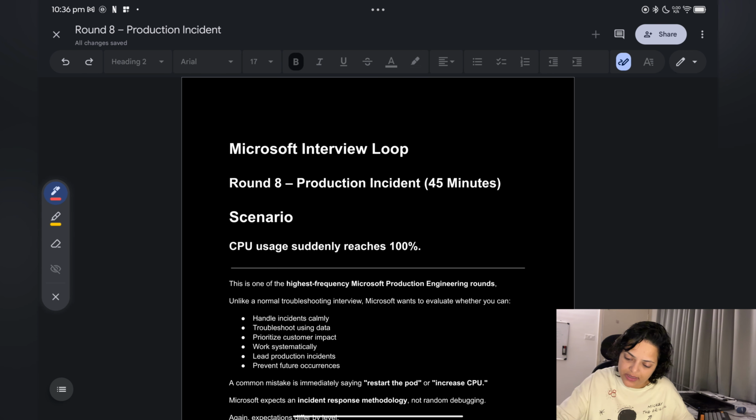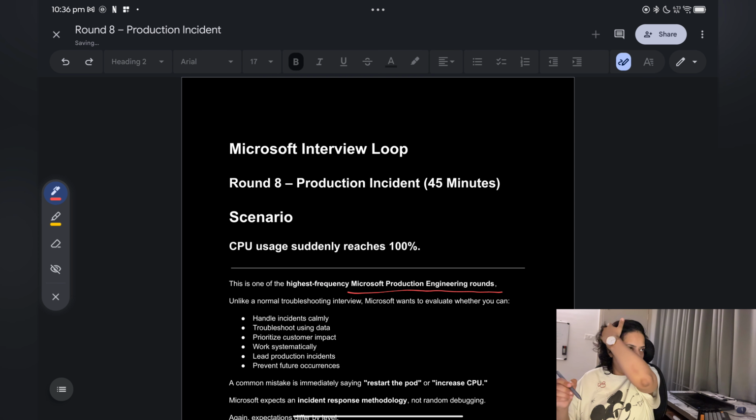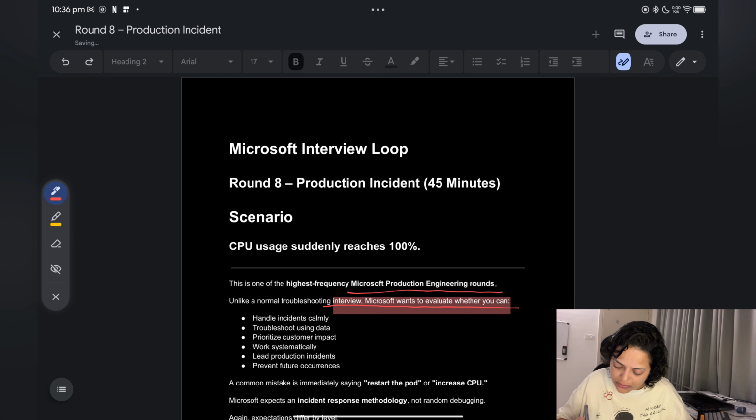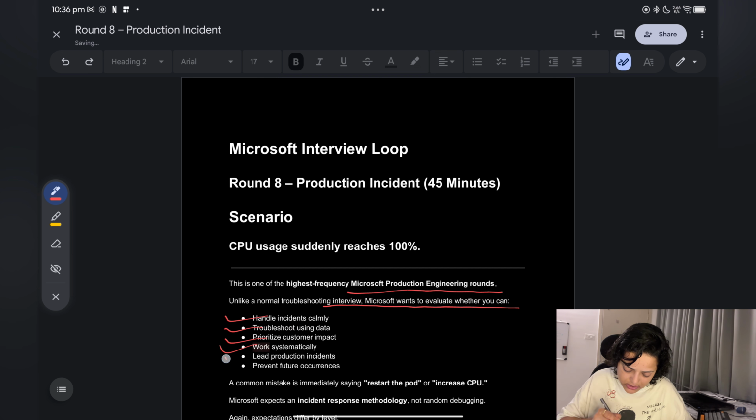This one is the highest frequency Microsoft production engineering round, and you will get this kind of round. Unlike a normal troubleshooting interview, Microsoft wants to evaluate whether you can handle an incident calmly, troubleshoot using data, prioritize customer impact, work systematically, lead a production incident, and prevent future occurrences. A common mistake people make is saying restart the pod or increase the CPU. Microsoft expects an incident response methodology, not random debugging, like a step by step of what you will do.